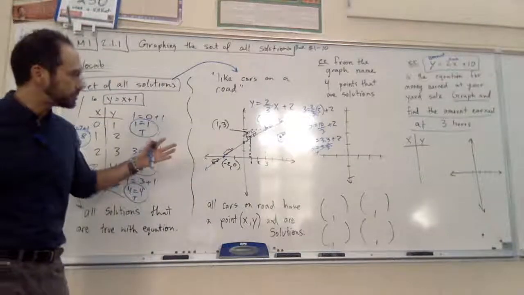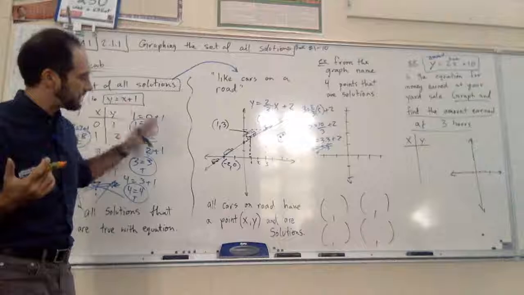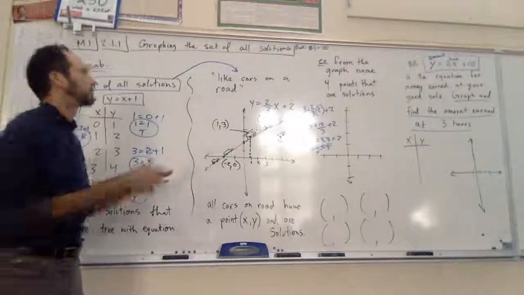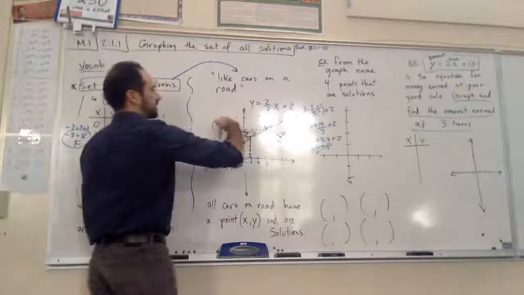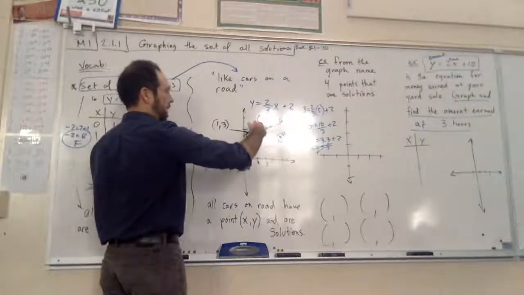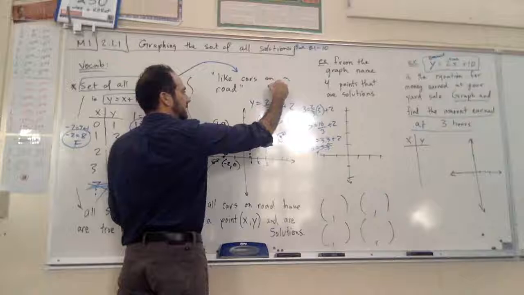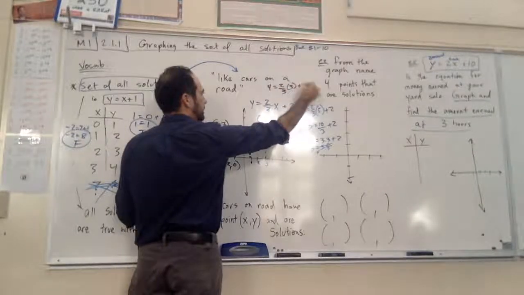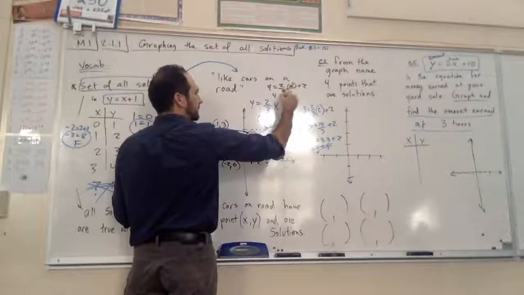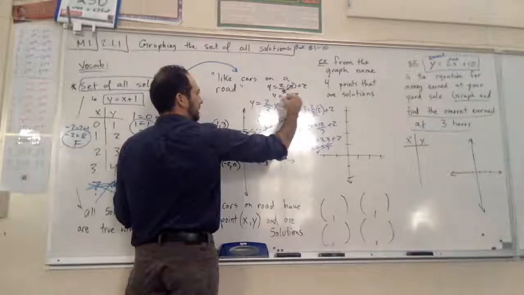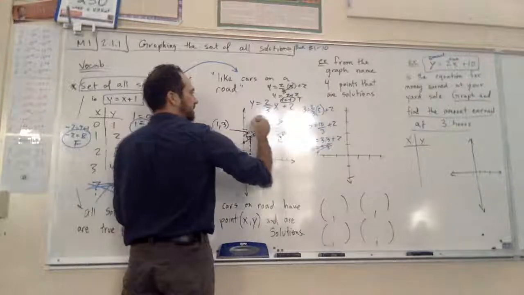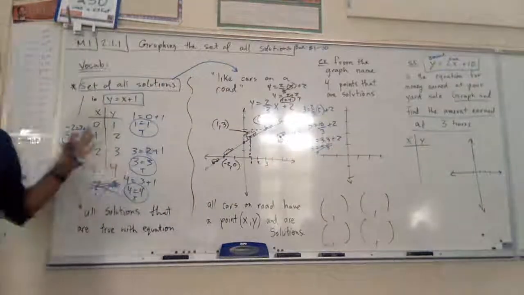But we just want to keep in mind that if the car is on the road, if the point's on the road, then it will work in a solution. Let's try one up here. Let's do this one. 4 is equal to 2/3 times 3 plus 2. 4 is equal to 2 plus 2. 4 is equal to 4? Yeah. True. So I know that this point right here, I just plugged it in. I know that that's on my line.